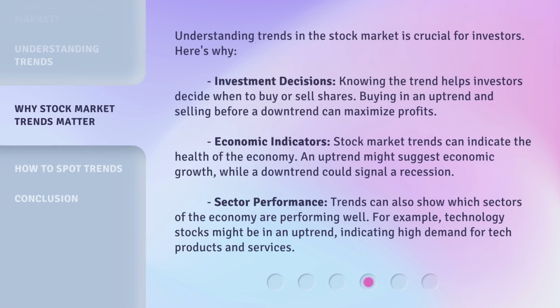Understanding trends in the stock market is crucial for investors. Here's why. Investment decisions. Knowing the trend helps investors decide when to buy or sell shares. Buying in an uptrend and selling before a downtrend can maximize profits. Economic indicators. Stock market trends can indicate the health of the economy. An uptrend might suggest economic growth, while a downtrend could signal a recession.